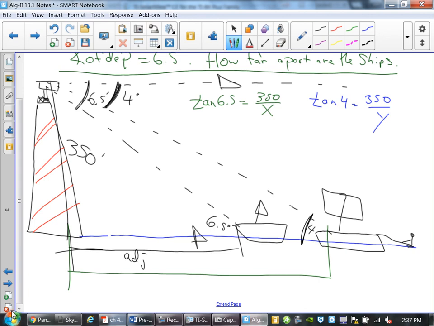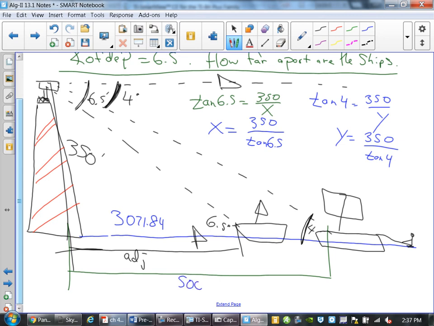So the answer will be x equals 350 divided by the tangent of 6.5, and y equals 350 divided by the tangent of 4. I heard someone say this is 3,000.23, I think? The other one's 5,005. Yeah, you have to take it with a grain of salt. It's really not drawn to scale, sorry.